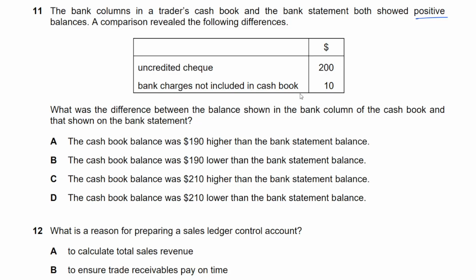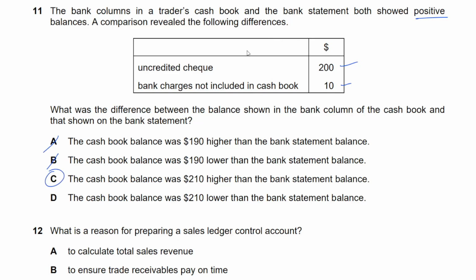Bank charge is not included, and our cash book is overstated by this $10. So our bank statement is missing this, and our cash book is actually not considering this yet. So I would say that the total difference between the two is going to be 210. Our cash book is 210 higher than our bank statement. What was the difference between the balance shown in the bank column of the cash book and the bank statement? The cash book balance was 210 higher than the bank statement balance. That is true. If you want, you can think about that again.